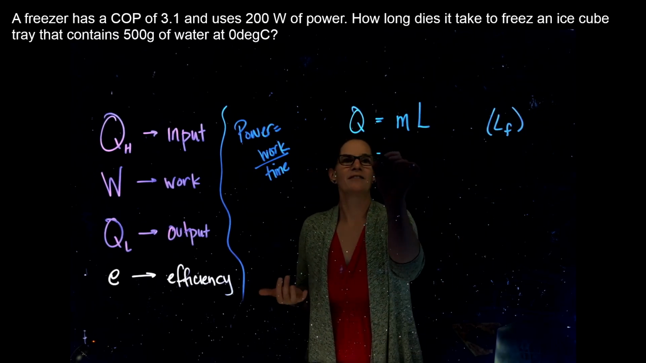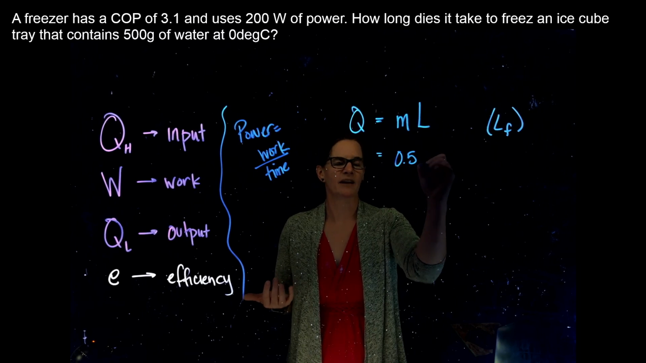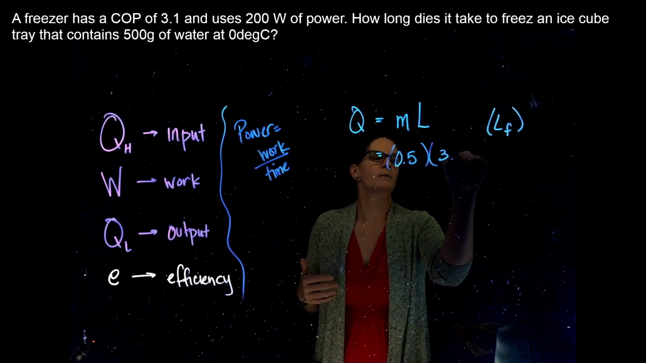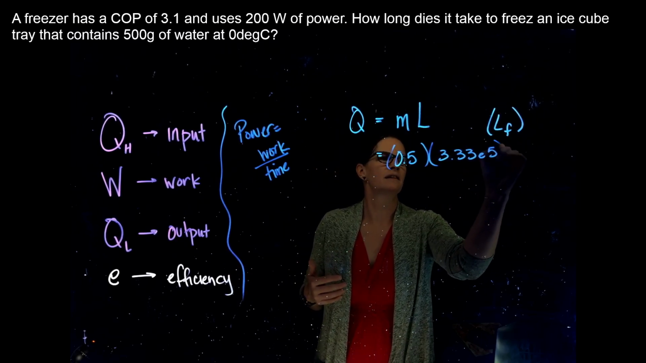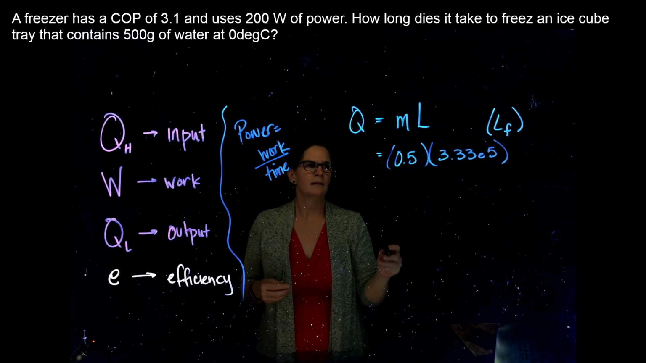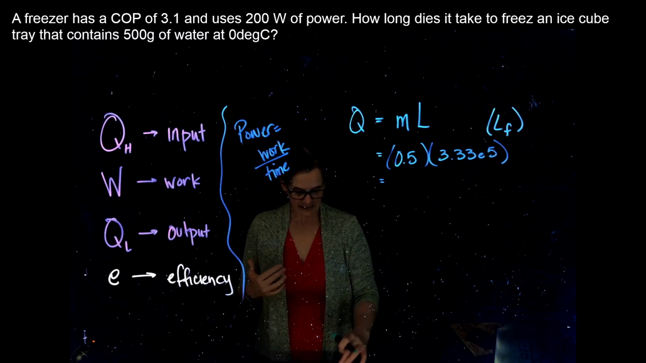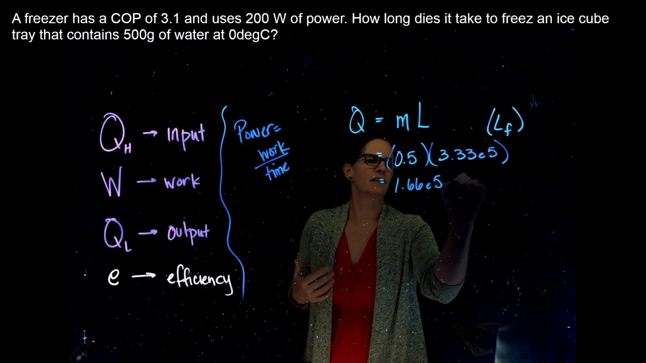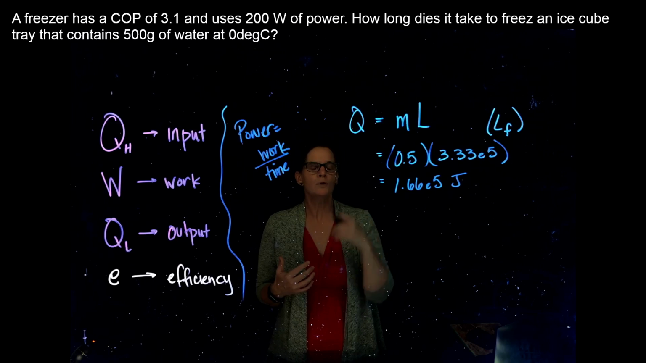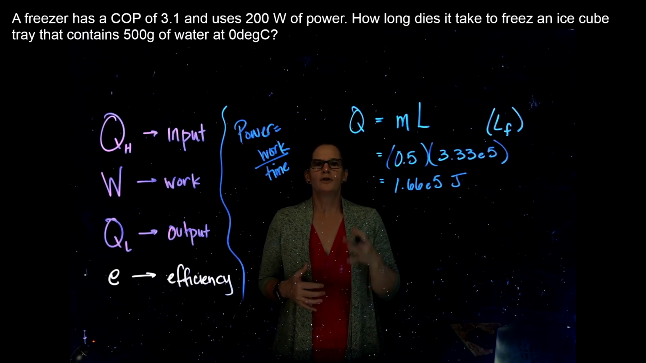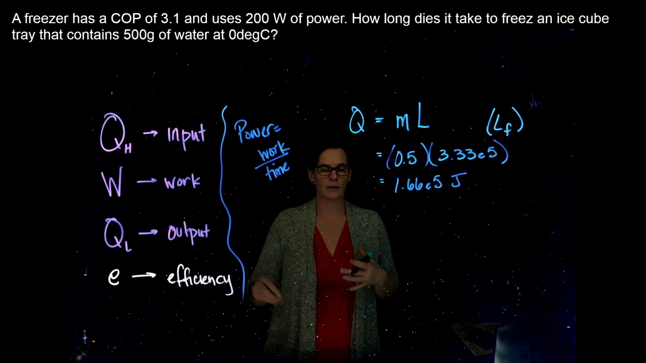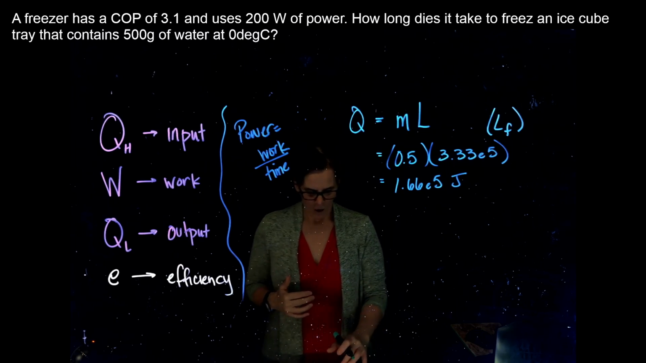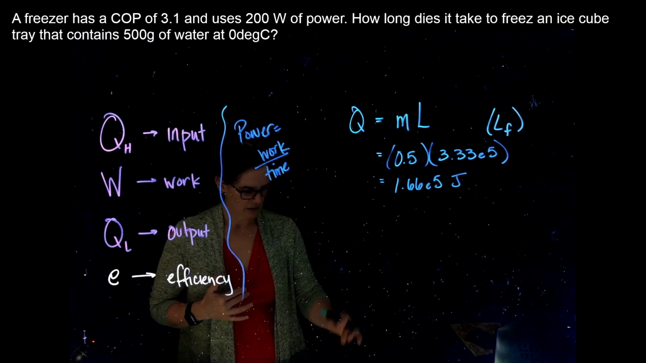All right, so we have 0.5 kilograms of ice, 500 grams, times the latent heat of fusion for water, which is 3.33 times 10 to the 5th joules per kilogram. And so we are going to need 1.66 times 10 to the 5th joules of heat removed from that ice. So the amount removed, our heat output, has to be 1.66 times 10 to the 5th.